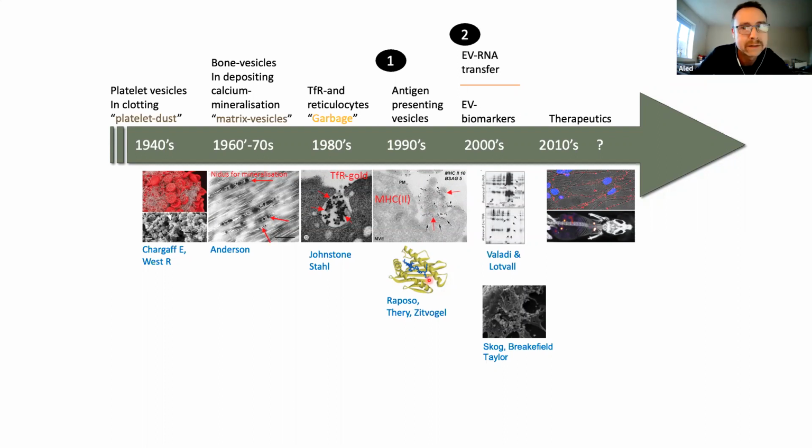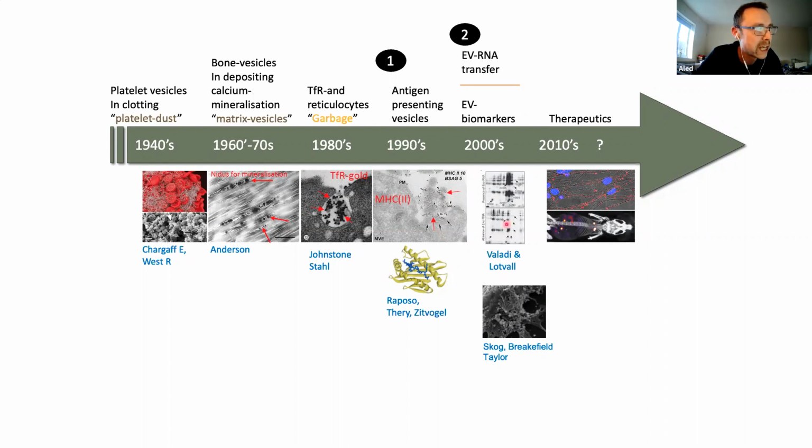So this is an amazing discovery. So now we don't have cellular garbage. Now we have surrogates of cells with biological activity. And this really launched a massive amount of work in terms of studying vesicles and their immune modulatory capacities.